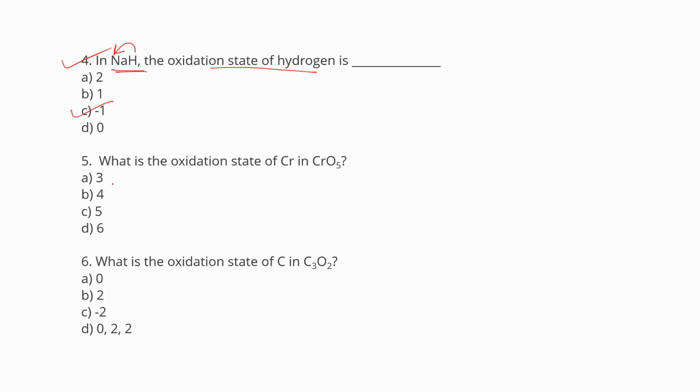Now, it's a very important question. What is the oxidation state of chromium in CrO5? Generally, we will write it like this: oxygen gives -2, chromium is x, so x plus 5 times -2 equals 0, so x equals +10. But there is no option with +10.